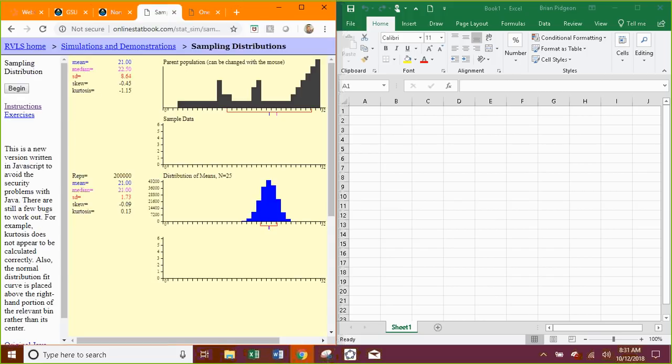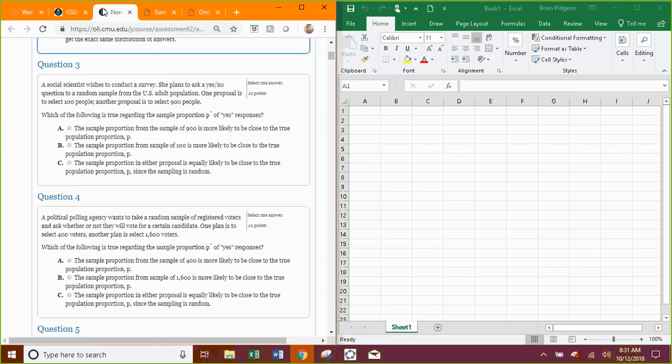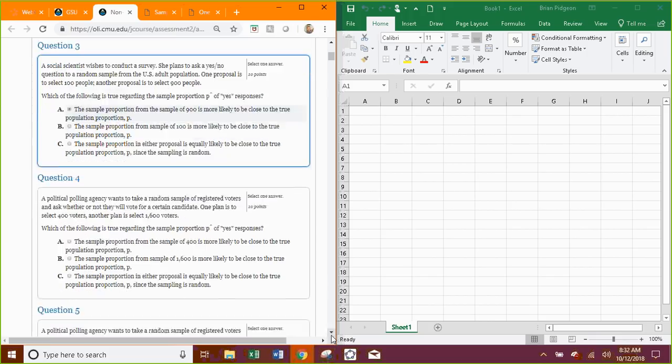Keeping up with the sample size, increasing the sample size actually reduced the variability in the sampling distribution. So if I did a sample of 50, it would be more mushed in, I suppose is how to describe it. So increasing the sample size reduces the variability, which means that most of our values are closer to the actual mean. So the sample proportion from a sample of 900 is more likely to be close to the true population proportion because increasing the sample size reduces the variability.